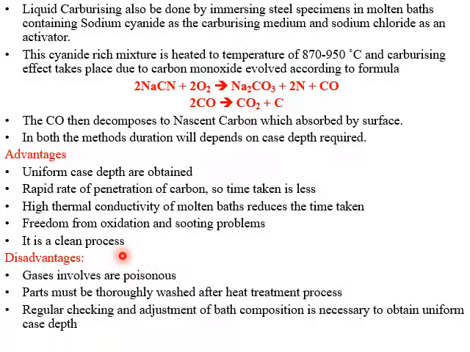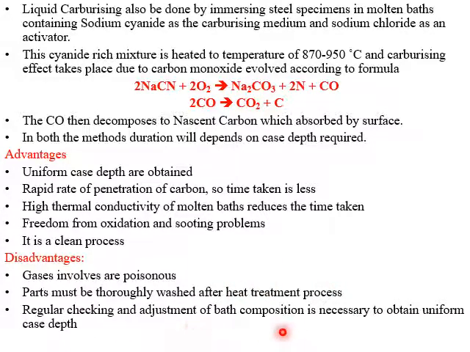So what are the disadvantages normally? Gases involved are poisonous. Whenever we are going to heat these chemicals, the gases which are evolved from that will be poisonous in nature. Parts must be thoroughly washed after being retrieved. That's a very important thing. Once we dip and take it out, the parts should be washed thoroughly and carefully in order to have chemical-free surfaces.